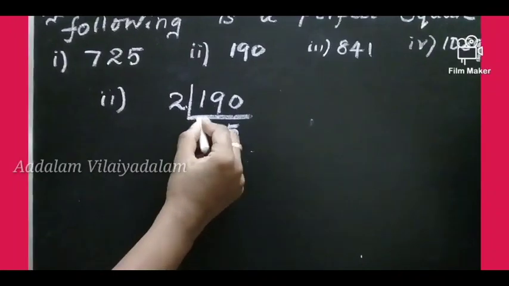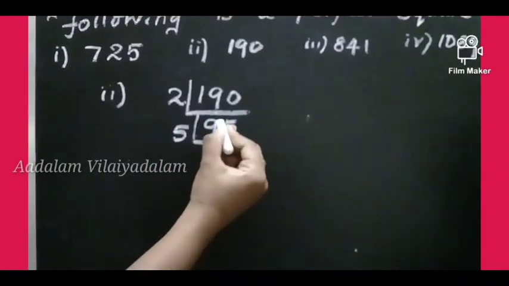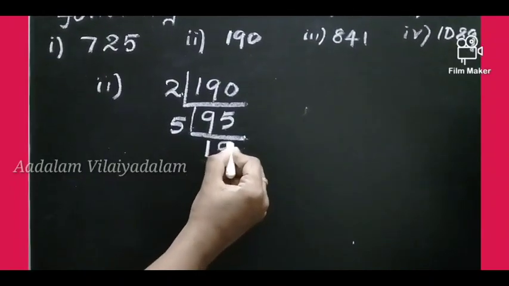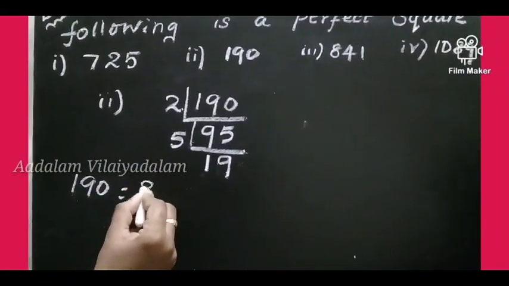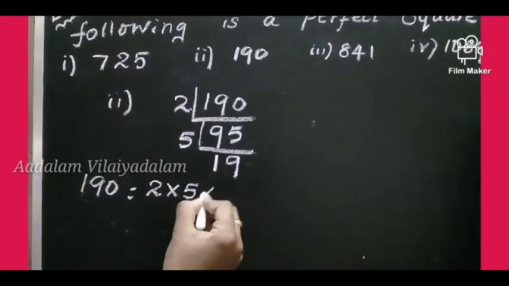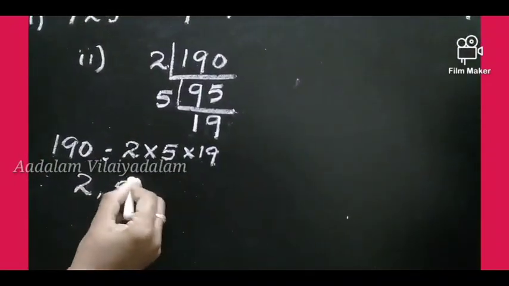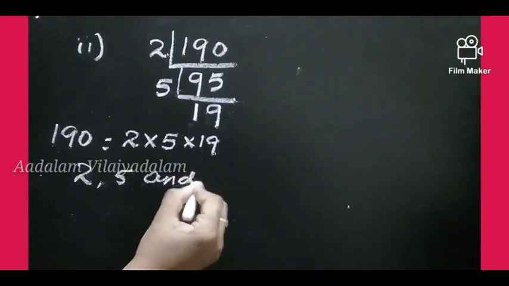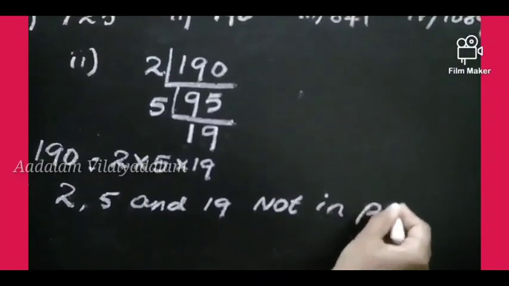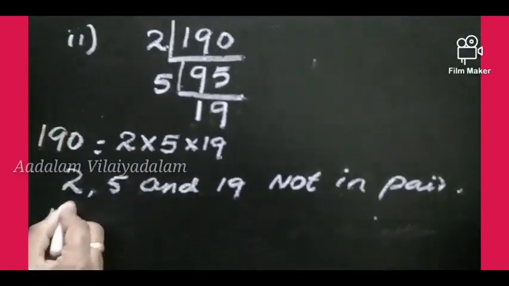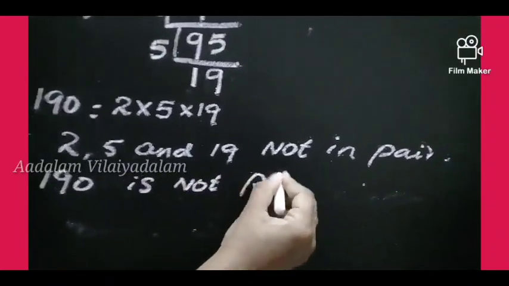Again the last digit is 5, so 5 table. 5 ones are 5. The balance is 4, 45. 5 nines are 45. Here 190 equals 2 into 5 into 19. Therefore 2, 5 and 19 are not in pairs. Therefore 190 is not a perfect square.